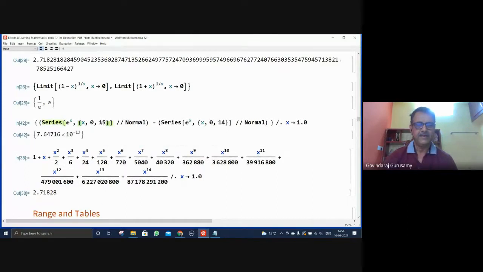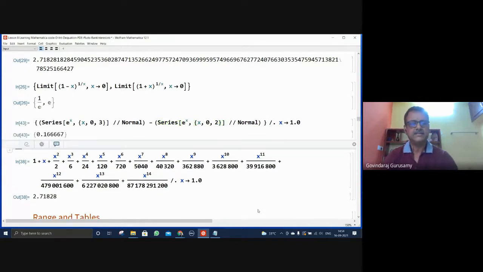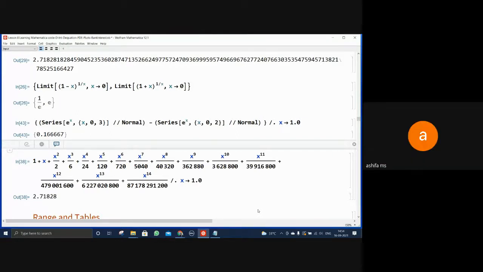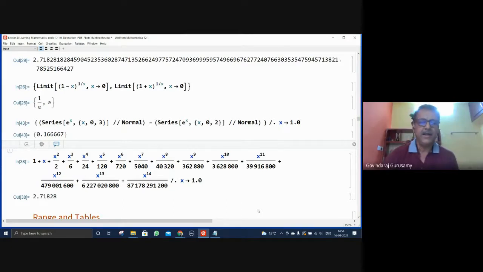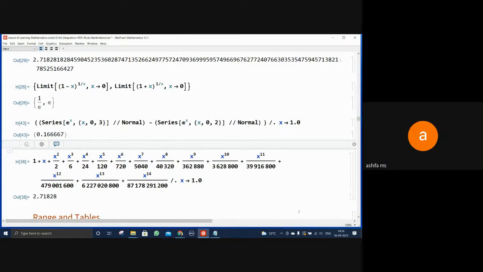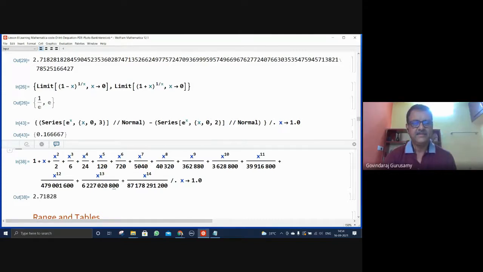If I make it, for example, you can see 2 or 3, and 2. Look at what is happening. Because these are series expansions of the terms, and the error is 0.16667. Huge error, no? Sir, if you go to higher polynomials, the error will go down. Oh, okay. That's what it means. Very simple. That's the error analysis which you try to do.